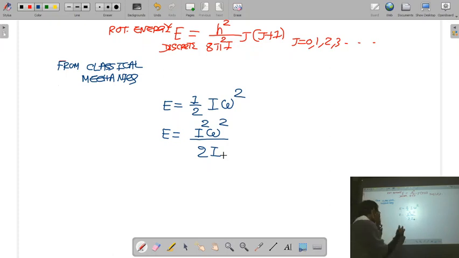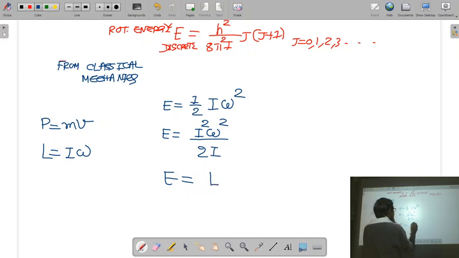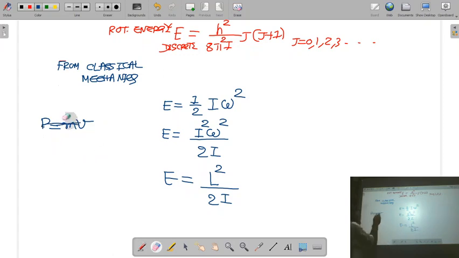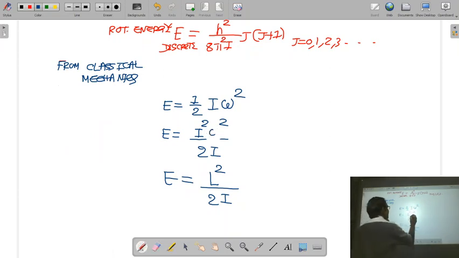Now what is this I square omega square? You know the linear momentum is mv. Similarly, the angular momentum L is I omega. So this I square omega square is nothing but L square upon 2I. Linear momentum is mv and angular momentum L is equal to I omega. So this I omega is the angular momentum of the rotating molecule L, and E is equal to L square upon 2I.